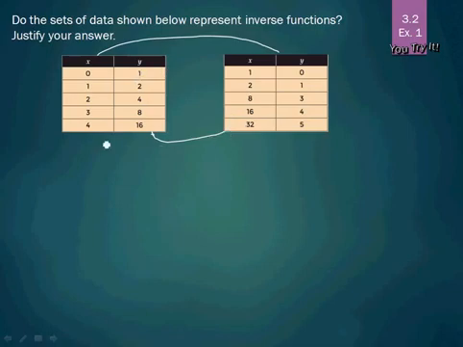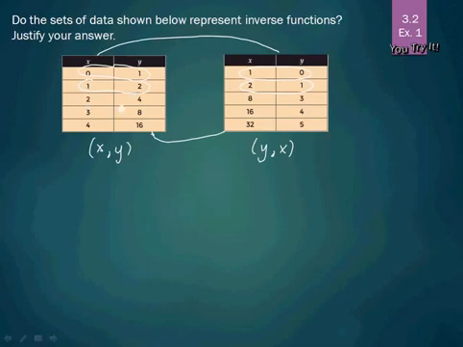Now let's look at the actual ordered pairs. Remember, with an inverse function, if one table has the pair x, y, the other table will have the pair y, x. So looking at the first pair, we have 0, 1, and then 1, 0. So it fits so far. The next one, we have 1, 2, and we have 2, 1. Again, those are switched perfectly.